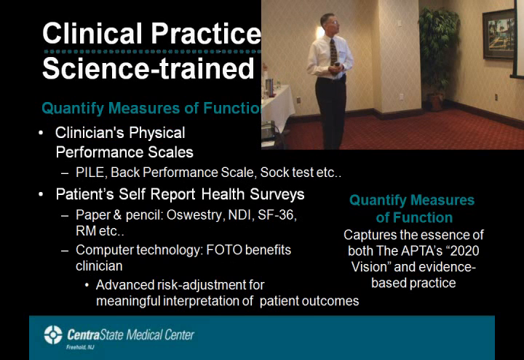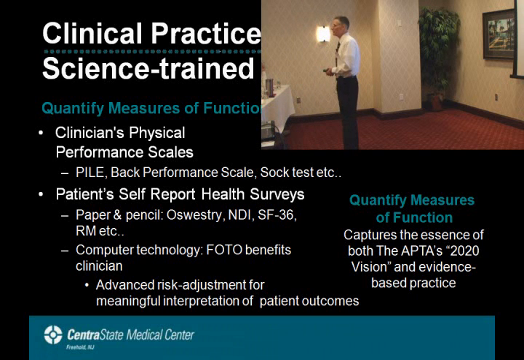So quantifying measures of function or quantifying measures of rehabilitation, there are two major categories. The clinician's physical performance scales. So if you're working with low back pain patients, isn't a lifting test something that you would consider? So maybe you'll do a PILE, a progressive inertial lifting evaluation. You might do a back performance scale or a simple sock test or whatever. These are considered important to do. And then you have the patient self-report health surveys. That's what photo helps us to do.